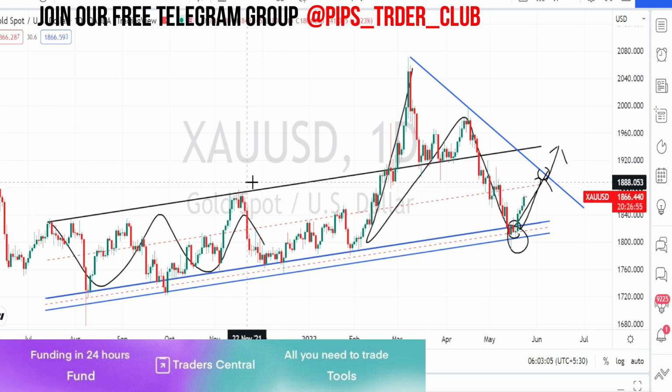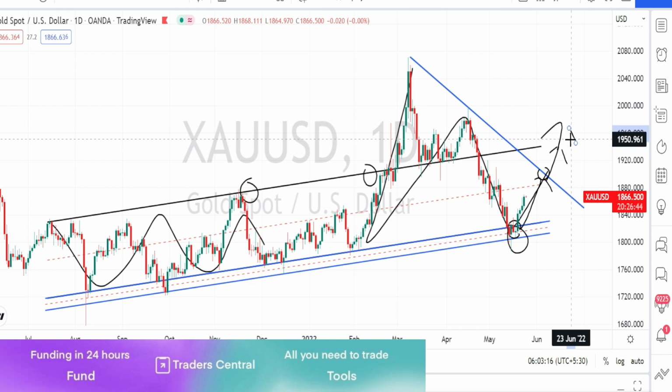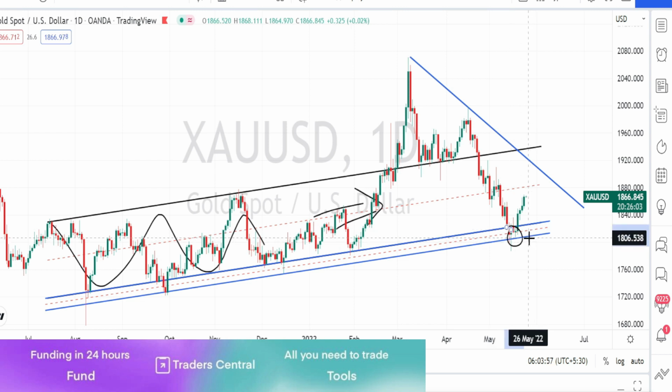Again we are noticing the resistance line of the channel pattern coming over here. So it has to break this resistance line also in order to further continue its bullish side trend. It is trading within a bullish channel pattern. So overall trend in daily time frame is in a bullish side. Only when the price action breaks the support line, we can expect the bearish trend reversal to start in daily time frame.